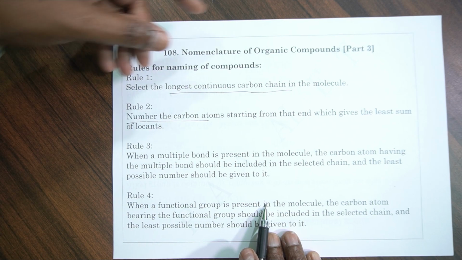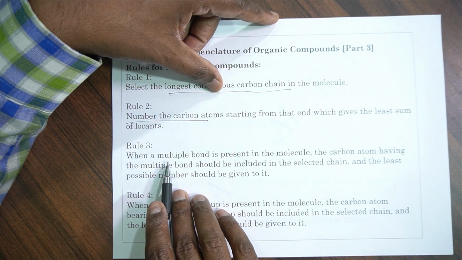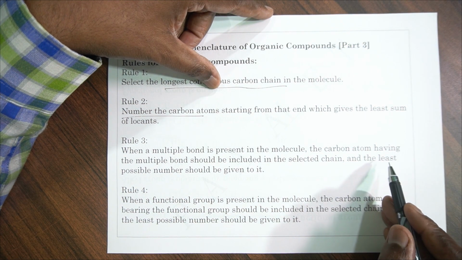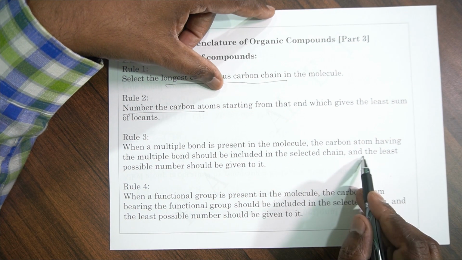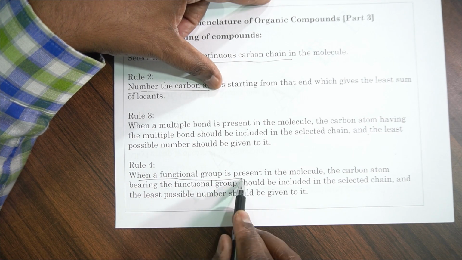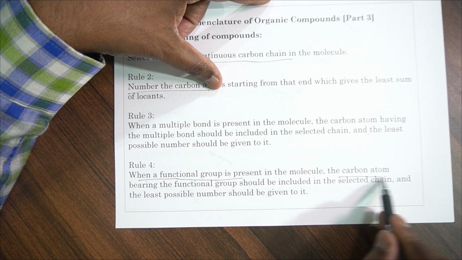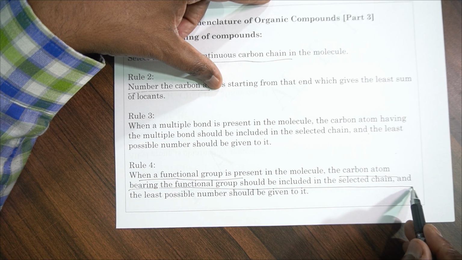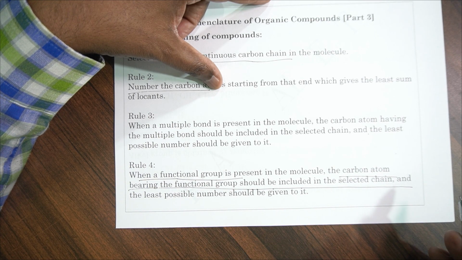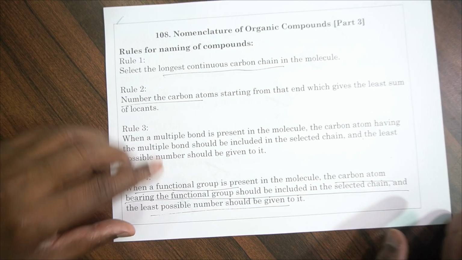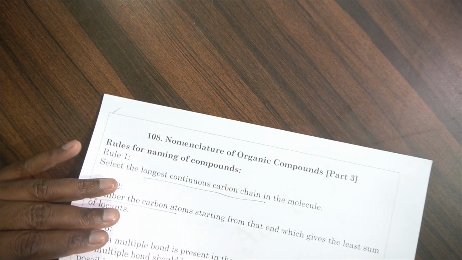We have seen the number should be least. Then rule number 3, when a multiple bond is present, the least number should be given to the carbon with a multiple bond. Now when there is a functional group, the carbon atom bearing the functional group should be included in the selected chain, even if it is not the longest chain, and then the least possible number should be given to it. So this is the emphasis for today's lesson, the fourth rule.